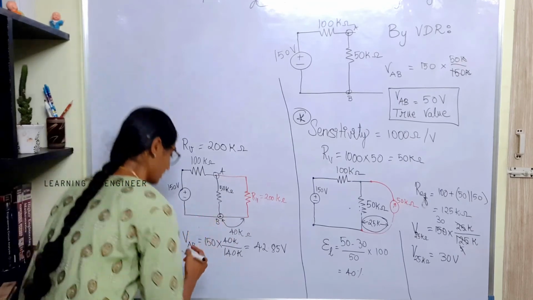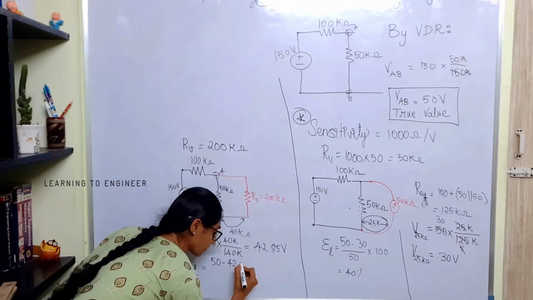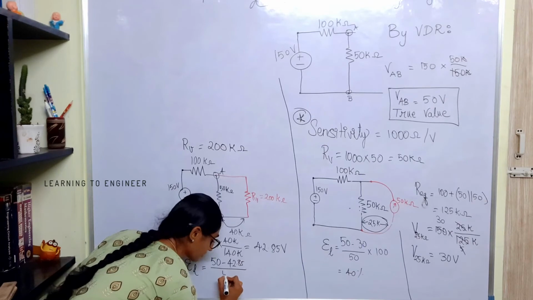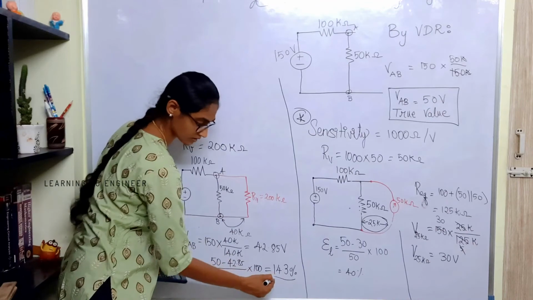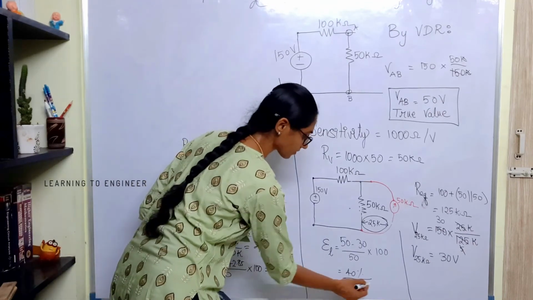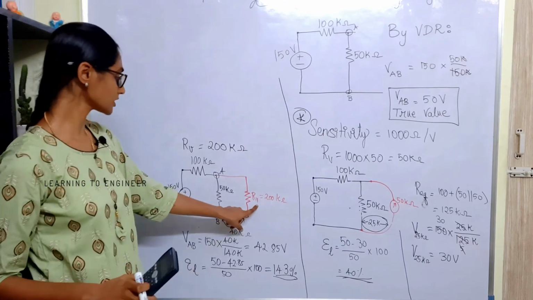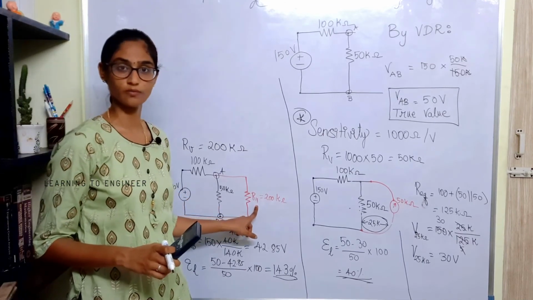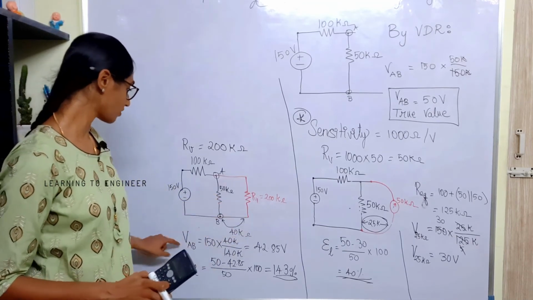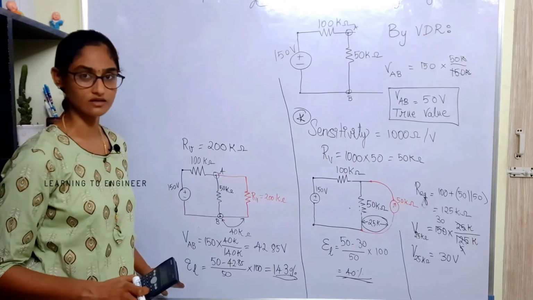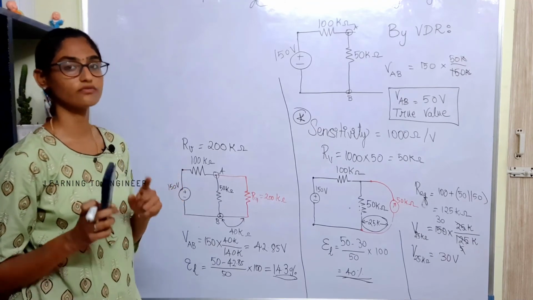Let us first find out the error. The loading error will be 50 minus 42.85 divided by 50 times 100. See, the error is 14.3% now. Earlier the error was 40%. Now take it as an exercise. Consider that the voltmeter's resistance is 300 kilo ohm. When the voltmeter's resistance is 300 kilo ohm, calculate the voltage across this pair and then find out the error. I am sure the error will be much lesser. So take it as an exercise and all of you do.